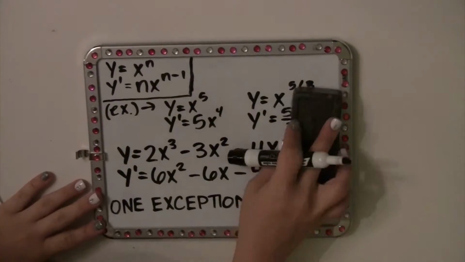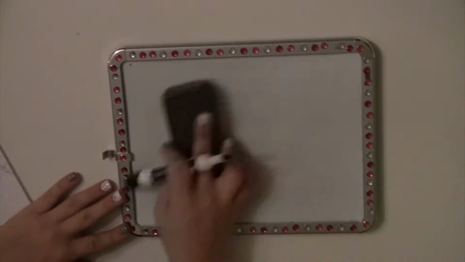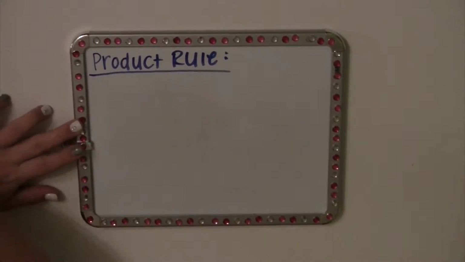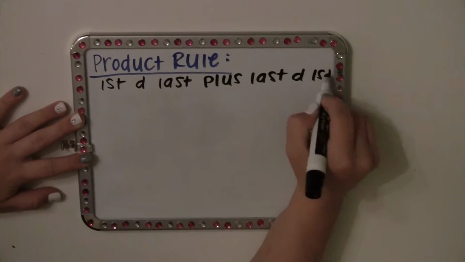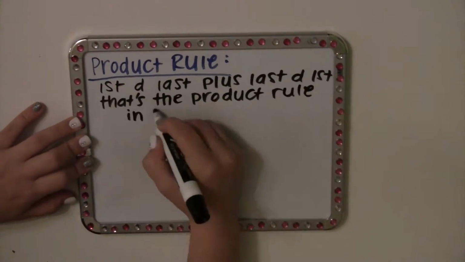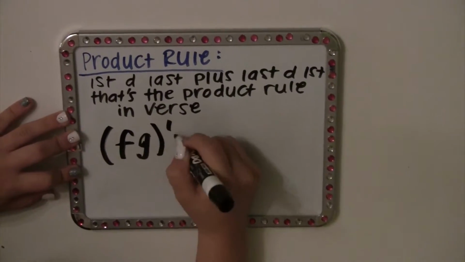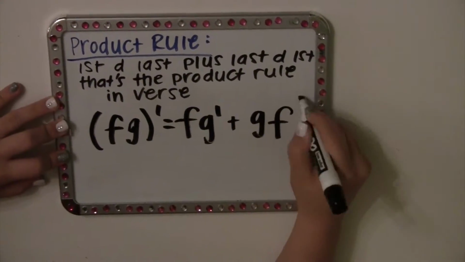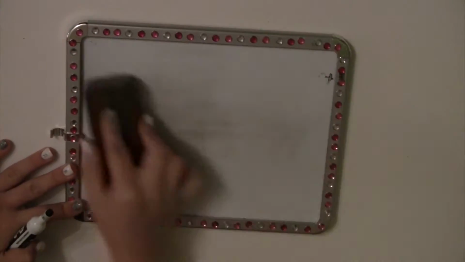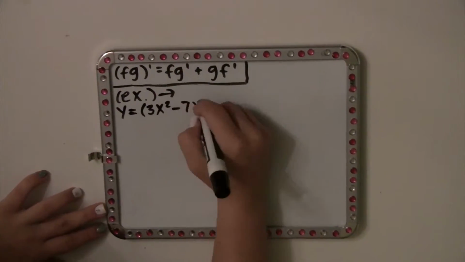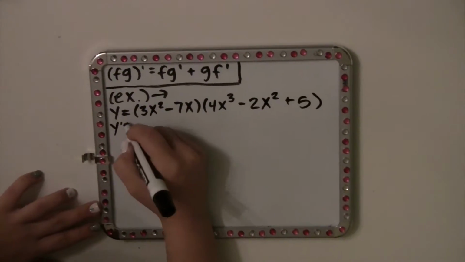The second rule used to find derivatives is the product rule. If d means derivatize, this rule says first d last plus last d first, that's the product rule in verse. If two functions are multiplied together, take the first times the derivative of the second plus the second times the derivative of the first.